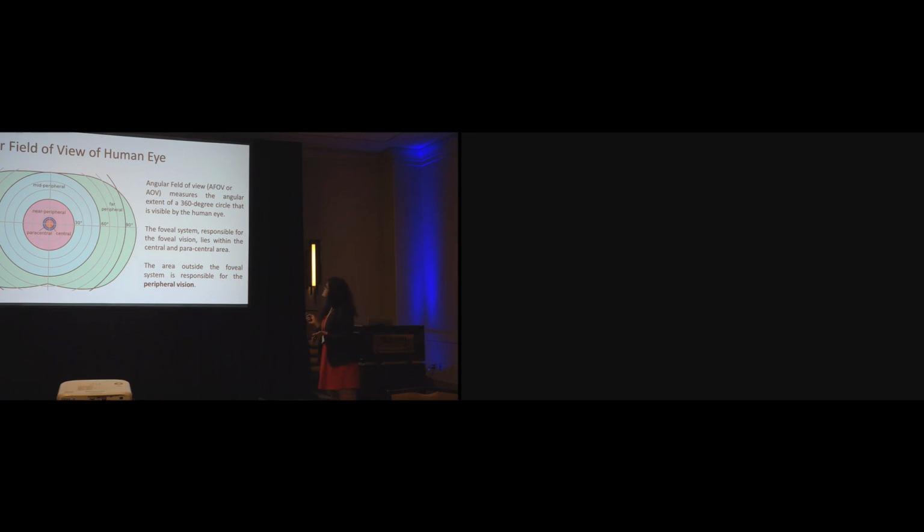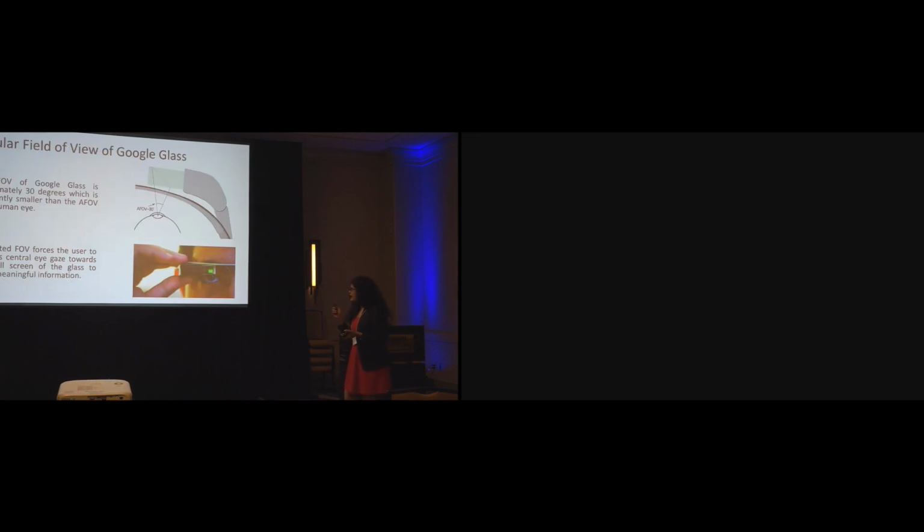Angular field of view basically measures the extent of a 360-degree circle that is visible to your eye, and your peripheral vision is basically outside your central vision. Why is it important? Your peripheral vision is responsible for your night vision as well as your motion perception. The angular field of view of Google Glass is pretty small, about 30 degrees, and this limited field of view forces users to focus their eye gaze towards a small screen to extract meaningful information, and this can create a lot of visual fatigue.